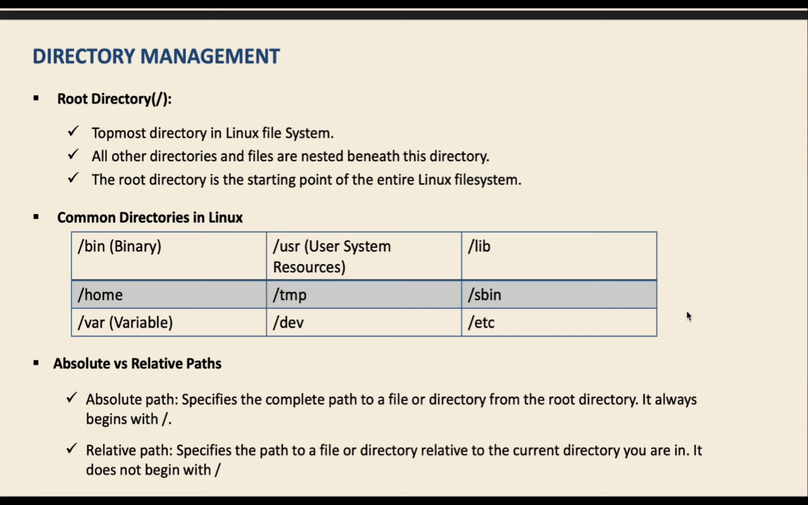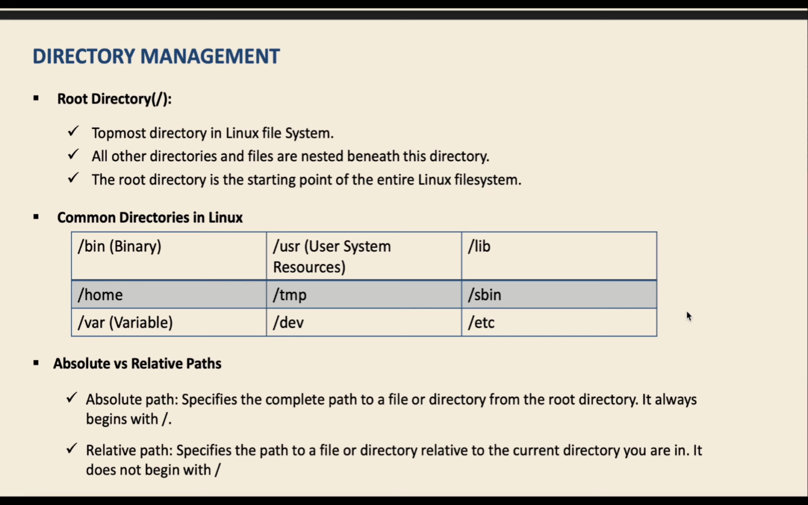Now, there are different kinds of directories. The topmost and most important is the root directory. This is the topmost directory in the Linux file system, and it is denoted as a slash. All the other directories and files are nested beneath this directory. The root directory is the starting point of the entire Linux file system.